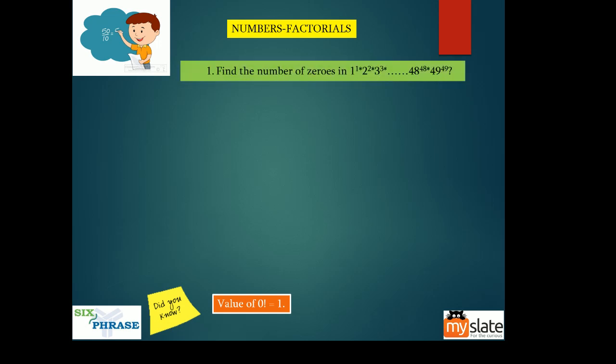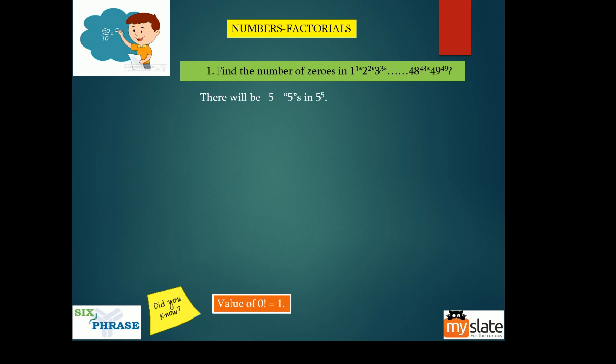Okay, so we jump into problems, guys. Find the number of zeros in this value. Now you know the number of zeros directly depends on what? The number of 5's. You have to find the number of 5's.